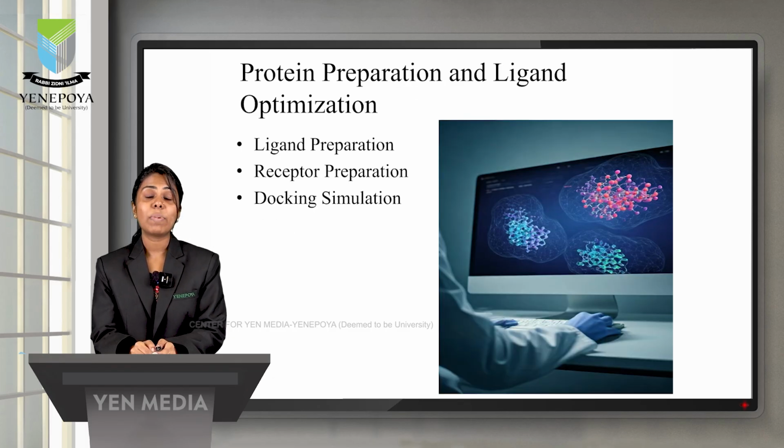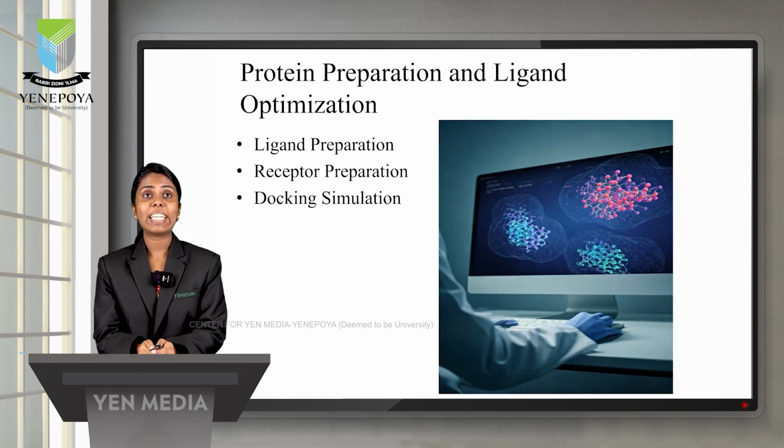So next will be the general procedure of molecular docking: protein preparation and ligand optimization. It will be ligand preparation, receptor preparation, and docking simulation. Initially, for ligand preparation, the ligand can be drawn using ChemDraw or ChemSketch software. Then protonation is done.